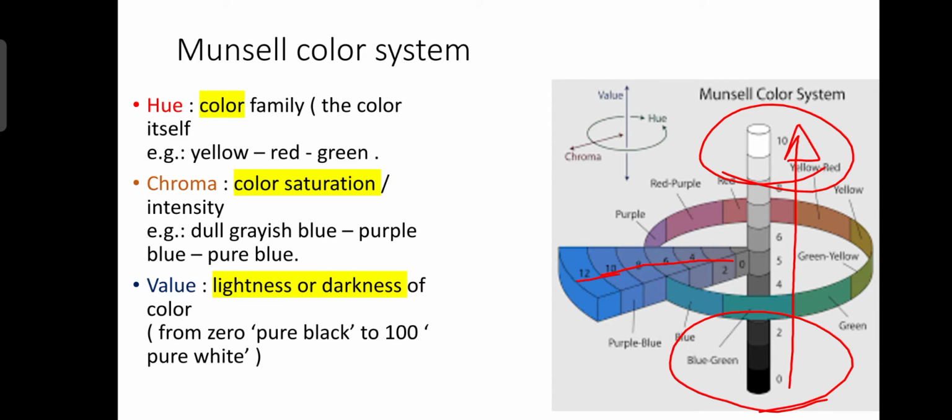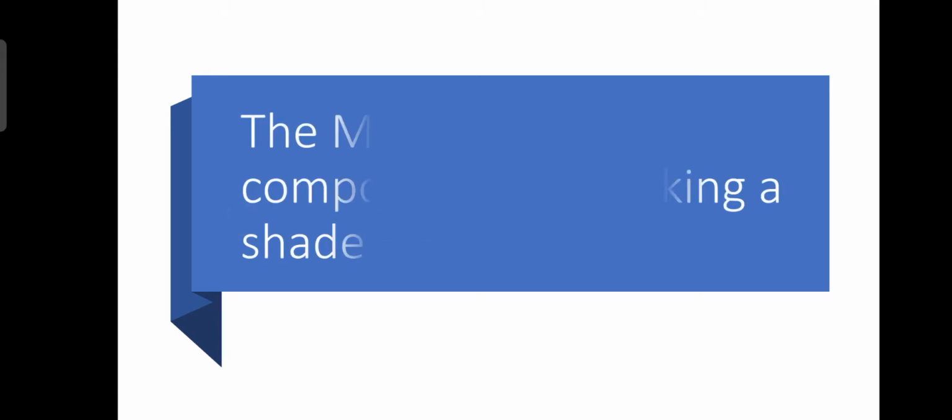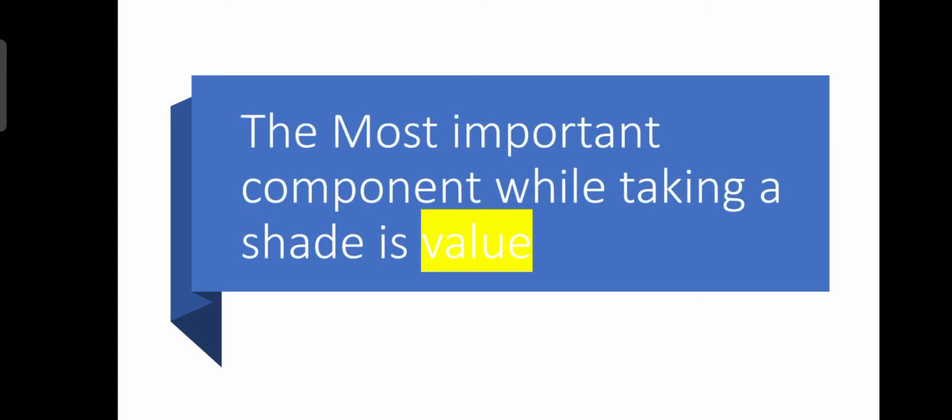So you have to understand the three components of the Munsell color system. We are going to use them later on while taking the shade selection, while talking about the light effect on shade selection. I have an important note. The most important component of the Munsell color system is value. So later on, when I tell you how to select the shade of your restoration, you will start with the value, not the chroma, not the hue. We start with value.